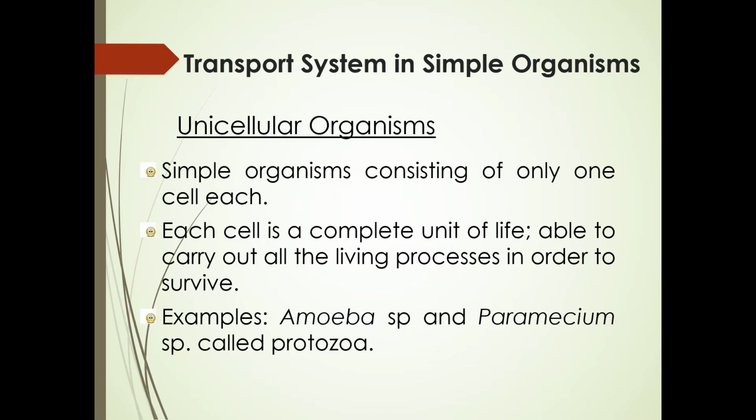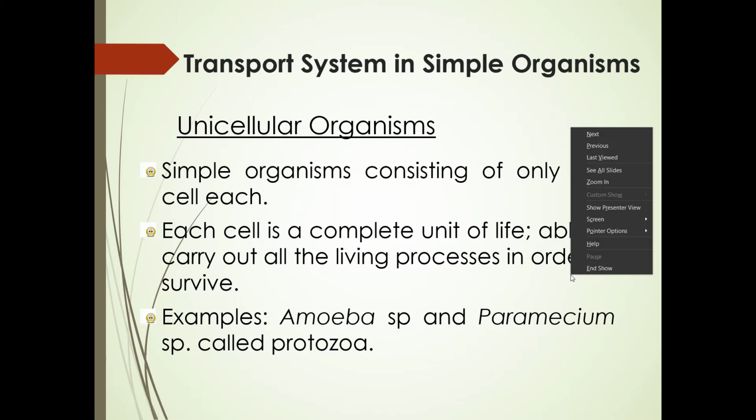It means they are able to do all the living processes, like reproduction and digestion, with only one cell. Each cell is a complete unit of life, able to carry out all the living processes in order to survive. Examples of unicellular organisms are amoeba and paramecium, sometimes called protozoa.